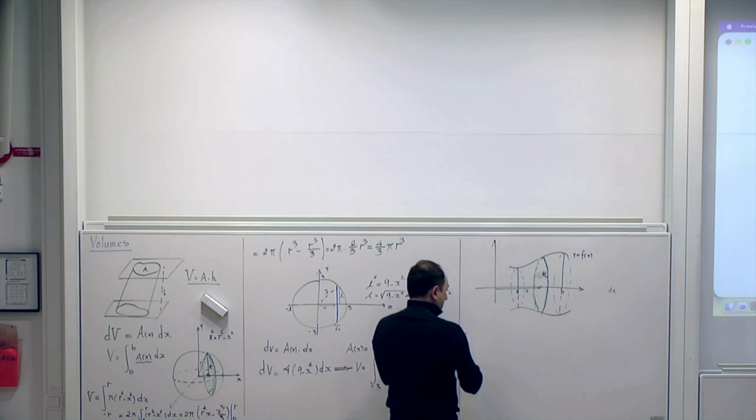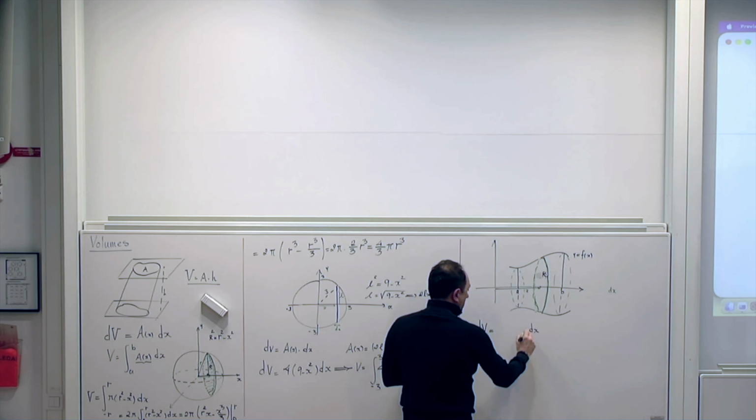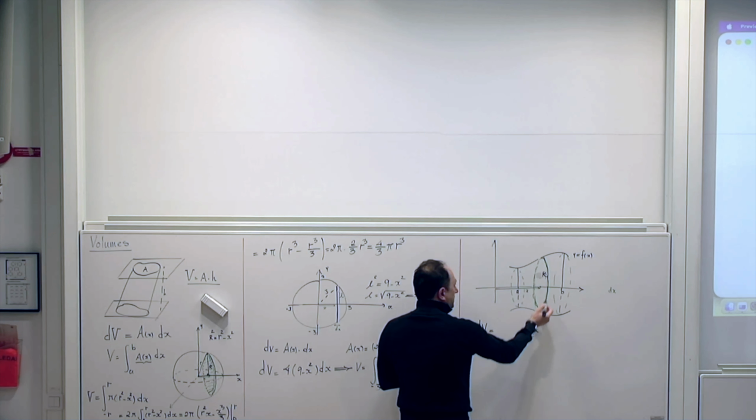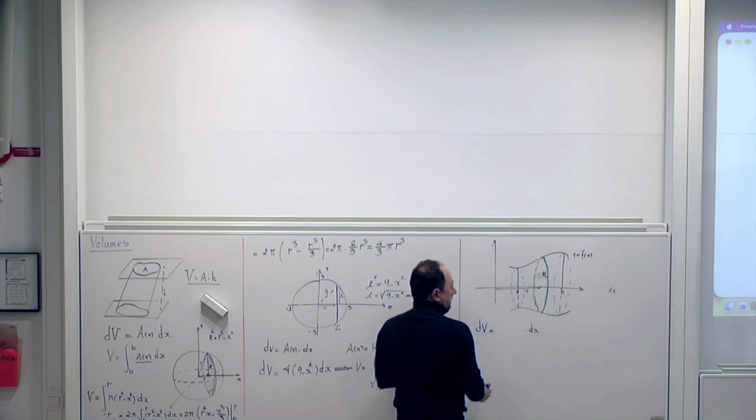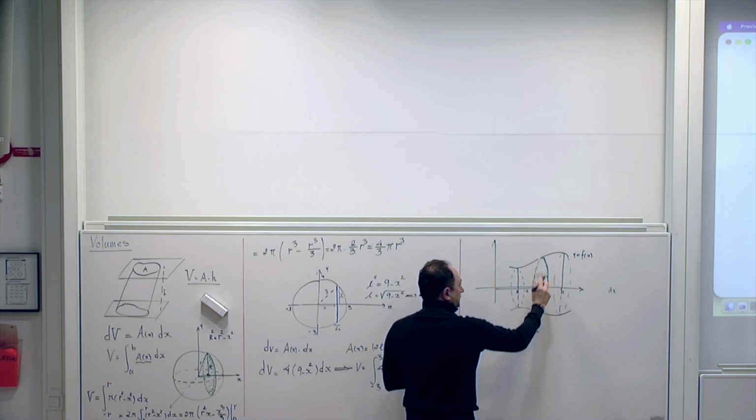So let me write it. This volume, the infinitesimal volume, is equal to the height, which is dx, multiplied by the area of this circle. But in order to find the area of this circle, I need to multiply pi by the radius of this circle squared. This is the radius of your circle. But I need this in terms of x.